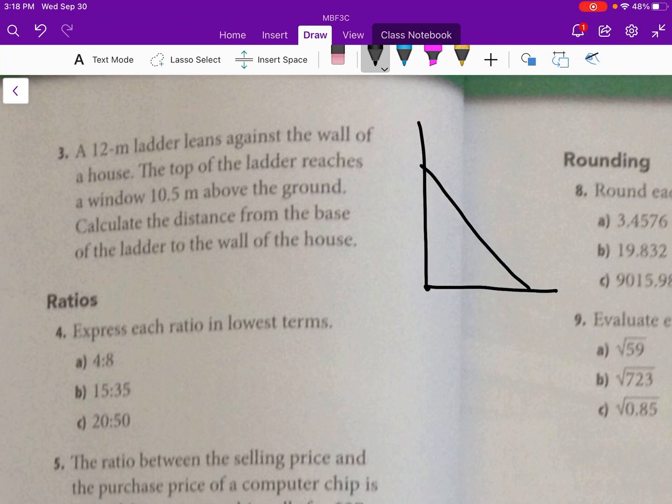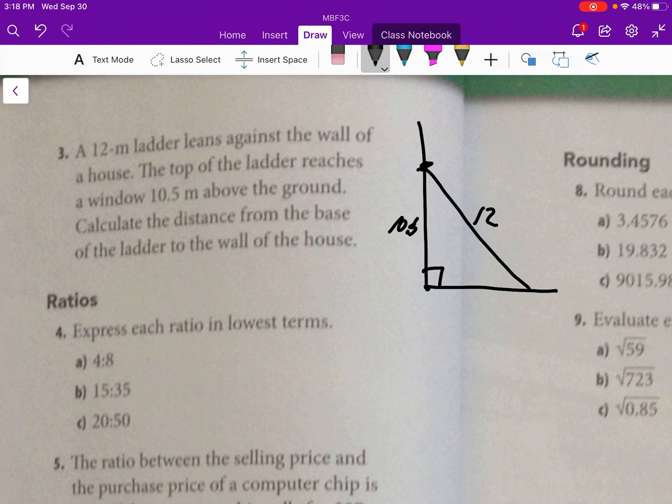The ground is always at 90 degrees to the wall of any building. That's what it's assumed to be. So we know that this is 12 meters there. The top of the ladder reaches a window that is 10.5 meters above the ground. So you know that this is 10.5 because the window is basically right there at the top.